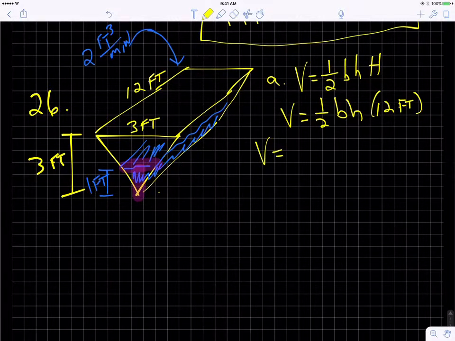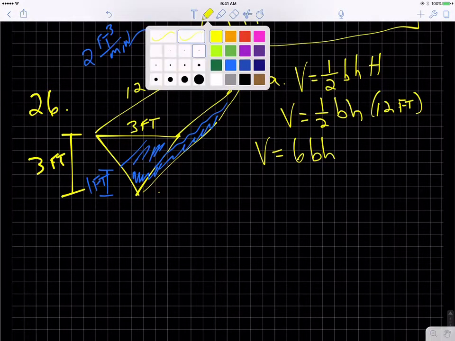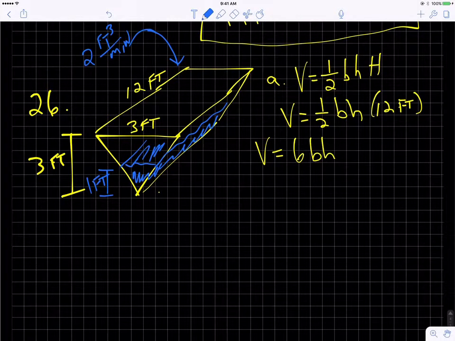So if I simplify this, I've got 6 base times height, and there's already a unit of feet attached to this thing. So I'm going to erase it, but know that it's there already. It's in that 6. So now when we take the derivative, we're going to end up with a dB dt and a dh dt, and we don't want to have both of those. We want to get rid of one of them.